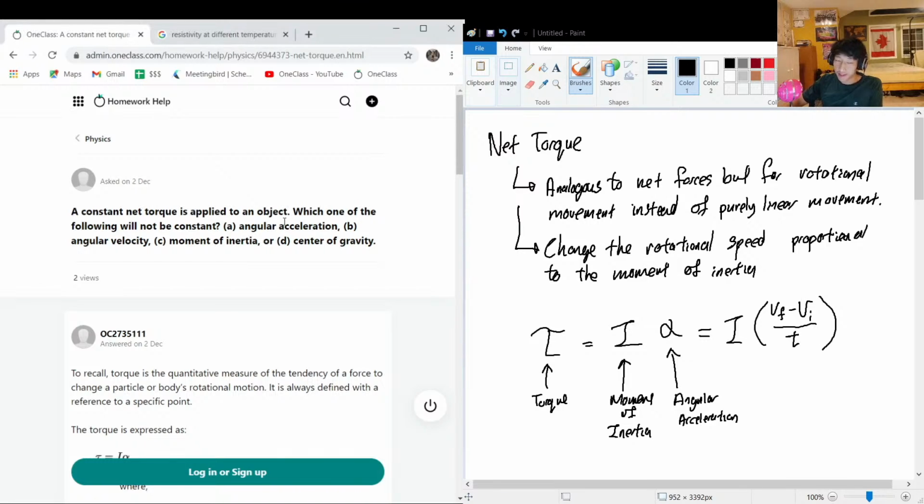Okay, so which of the following is not going to be constant? Well, angular acceleration, that's kind of got to be constant given a constant net torque. This equation always needs to hold true. So if net torque is constant, moments of inertia is a physical property of the thing that's spinning, so that's going to be constant as well. And I guess that disqualifies C from our answer.